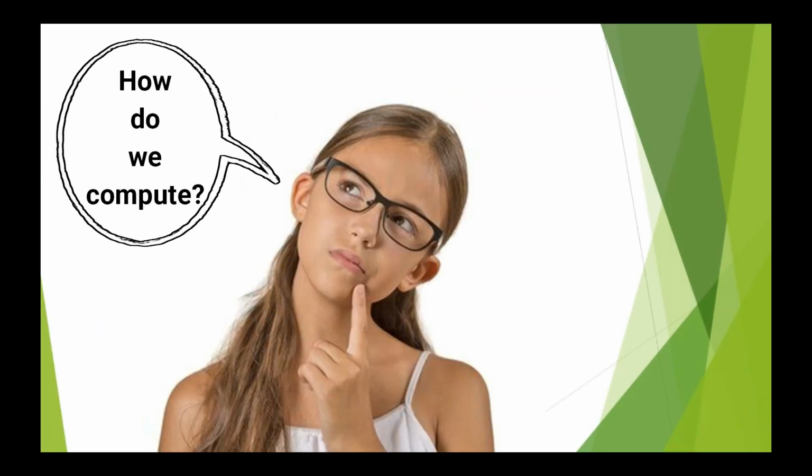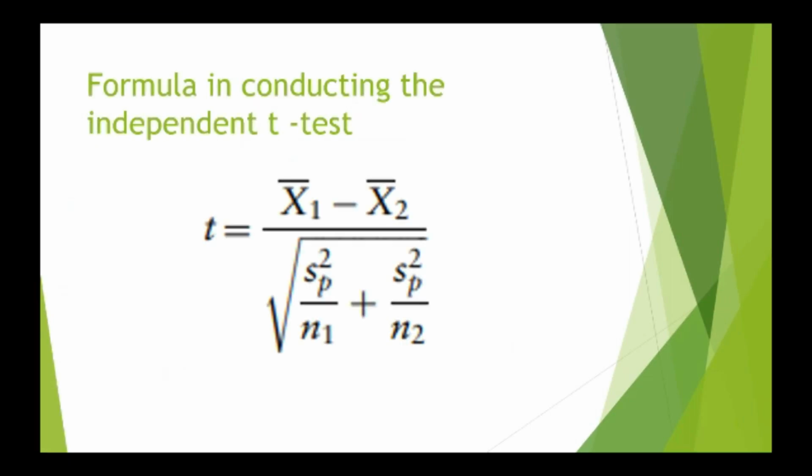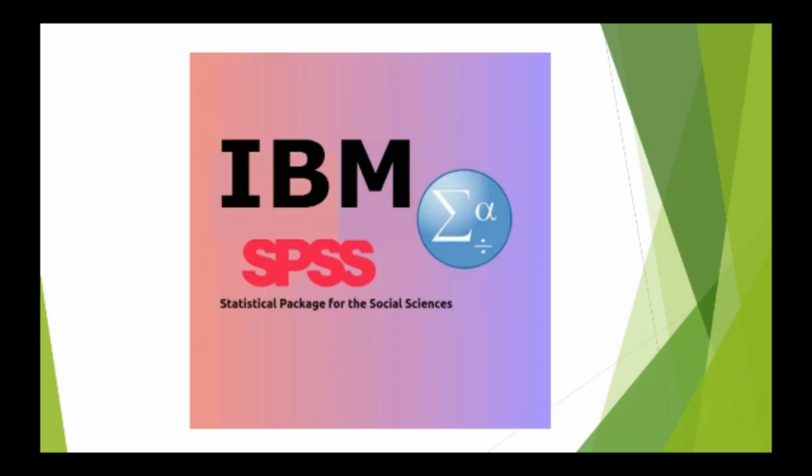Now, how do we compute this test? We have here the formula in conducting the independent t-test. t equals the sample mean of group 1 minus sample mean of group 2 over the square root of pooled variance over sample size of group 1 plus pooled variance over the sample size of group 2. The derivation of this formula is mind-blowing, so we will go directly to finding the results, not manually, but by using our best friend, the SPSS program.